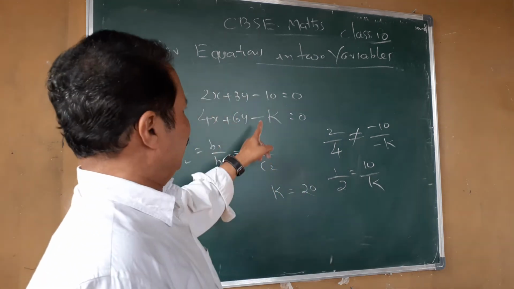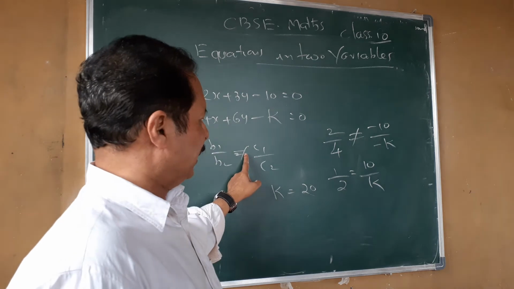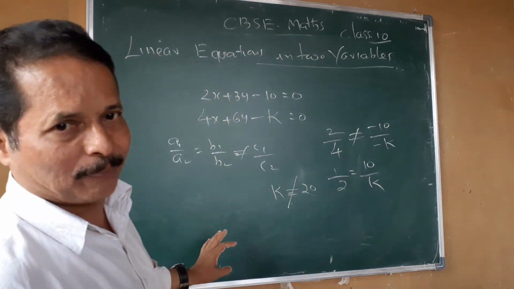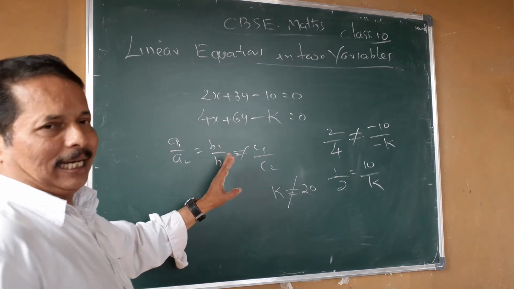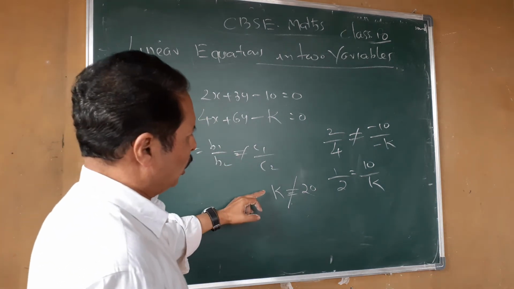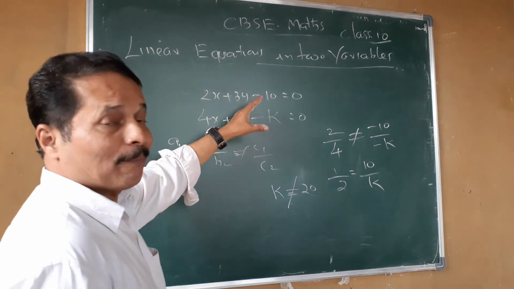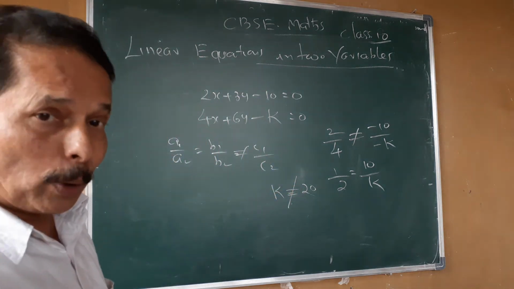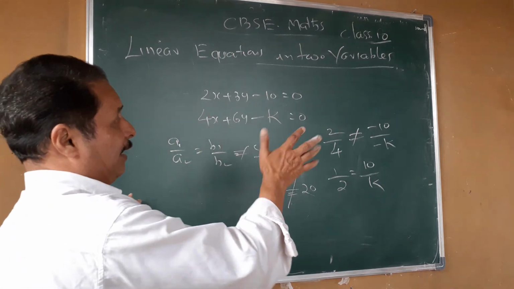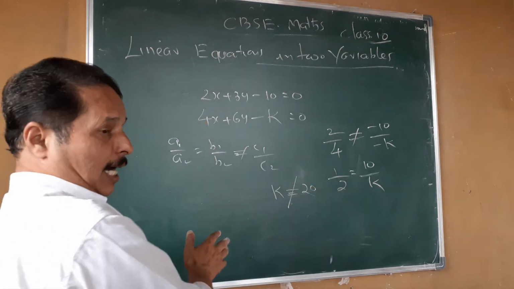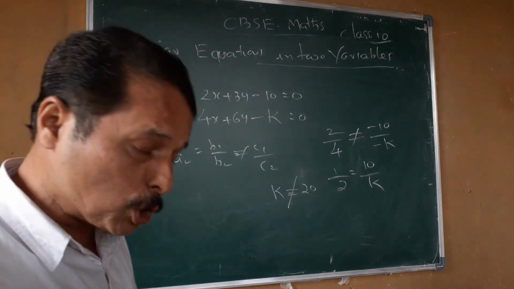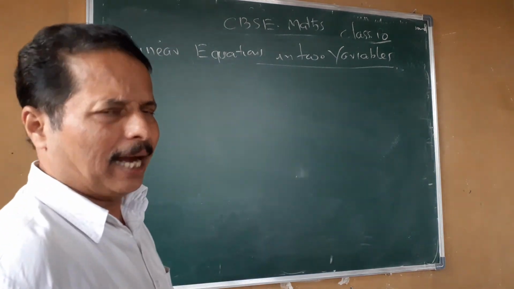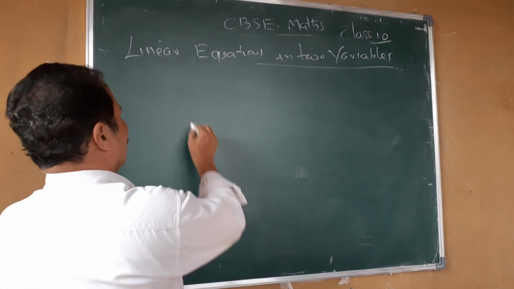Is it right? But your answer is not equal to. Not equal to. You get the idea? So your answer is k not equal to 20. If it is 20, it is infinite number of solutions. If it is not 20, the lines are parallel and there is no solution. You get the idea? That's also a short answer.